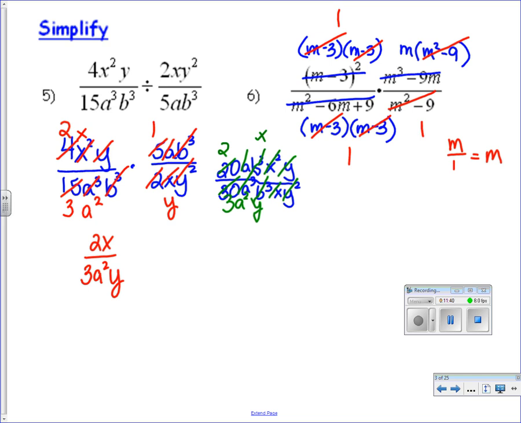So you can't do anything until you factor. You have to factor first, and that's what students make mistakes with. They want to just be able to directly cancel stuff, and we can't.